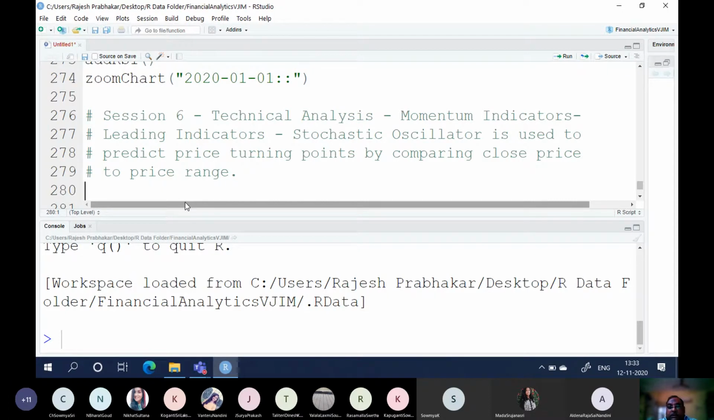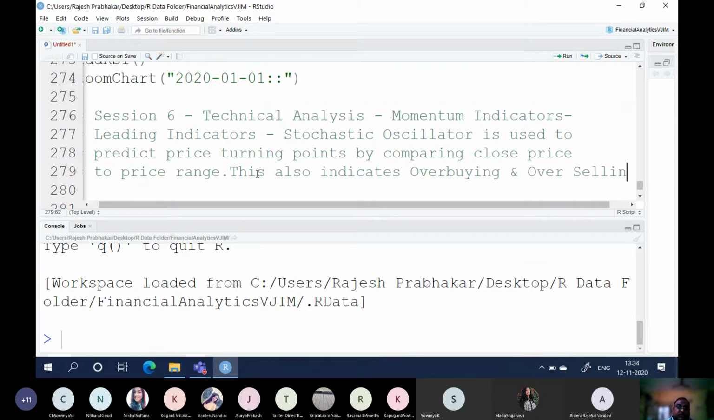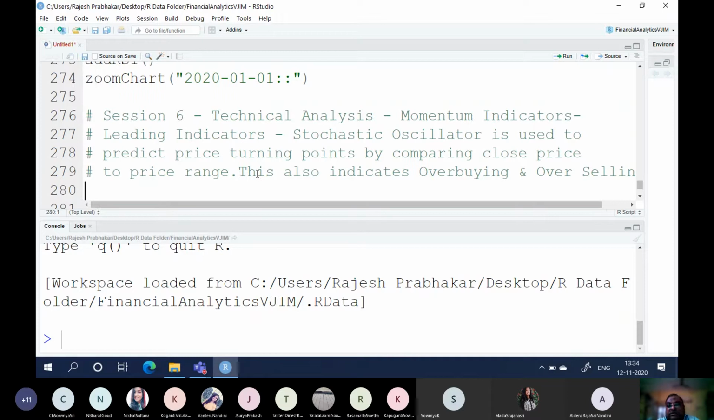So this also indicates overbuying and overselling of the asset, like RSI. The logic is slightly different, but this also indicates overbuying and overselling.